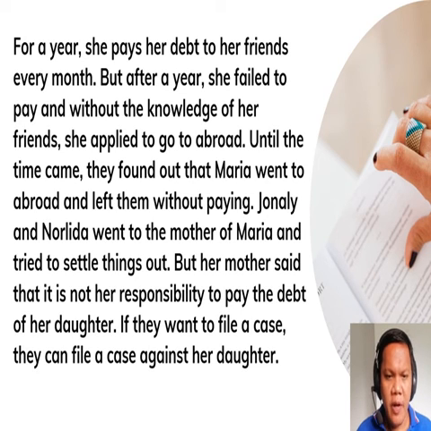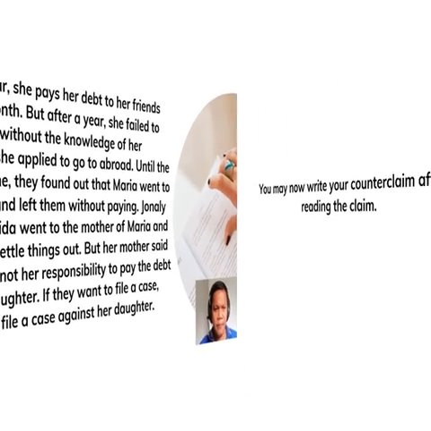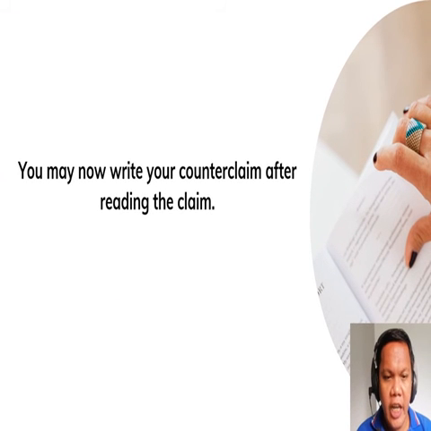For a year, she paid her debt to her friends every month. But after a year, she failed to pay, and without the knowledge of her friends, she applied to go abroad. Until the time came, they found out that Maria went abroad and left them without paying. John Lee and Norlida went to the mother of Maria and tried to settle things out. But her mother said that it is not her responsibility to pay the debt of her daughter. If they want to file a case, they can file a case against her daughter.